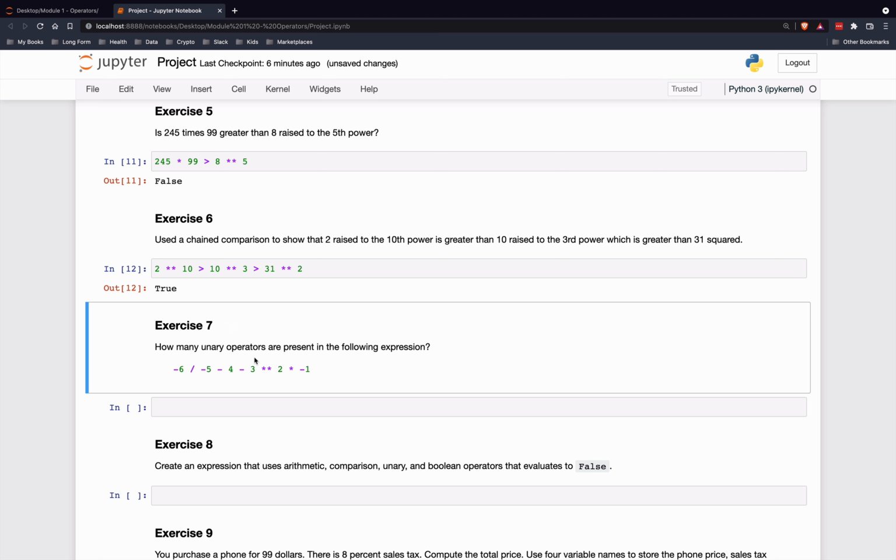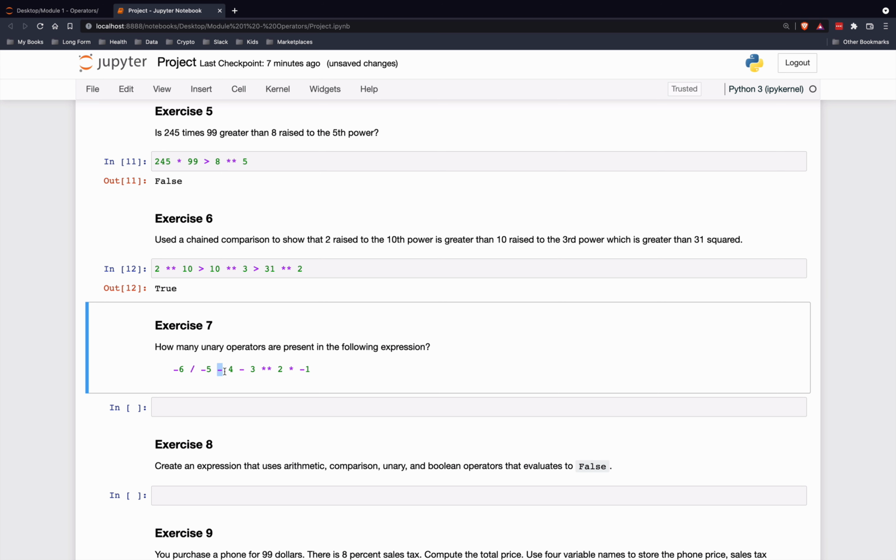So unary means, unary is an operator that has one argument. Okay, so we have to look here. Which ones have one argument? We did learn about 2 unary operators, the not operator and then the minus unary operator. So technically this right here is a unary operator over here. This negative sign for the 6 and also this negative sign for the 5.